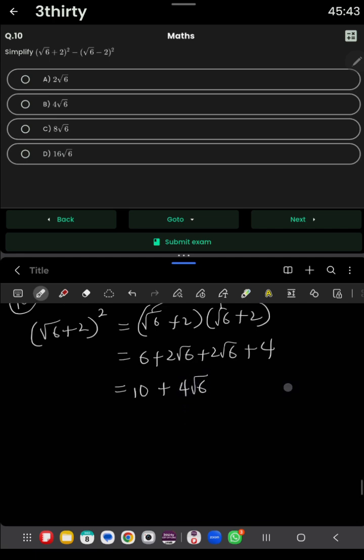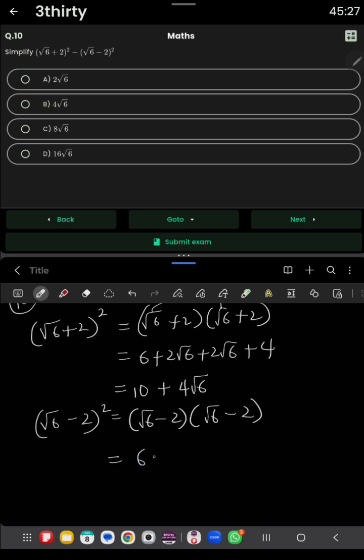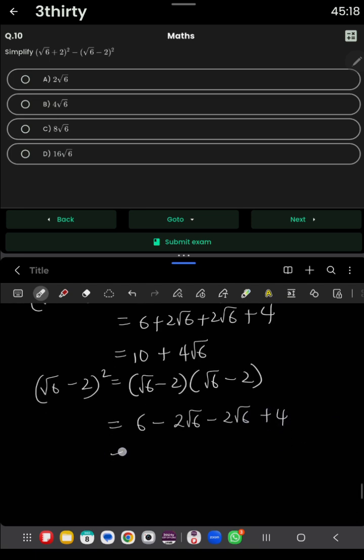We have root 6, not plus this time, minus 2 squared, so that's root 6 minus 2, root 6 minus 2. So root 6 times root 6 is 6. Then you have 2 root 6, then minus 2 times root 6, that's minus 2 root 6. Then you have positive 4 here. So that gives you 6 plus 4 is 10. This is minus 4 root 6.